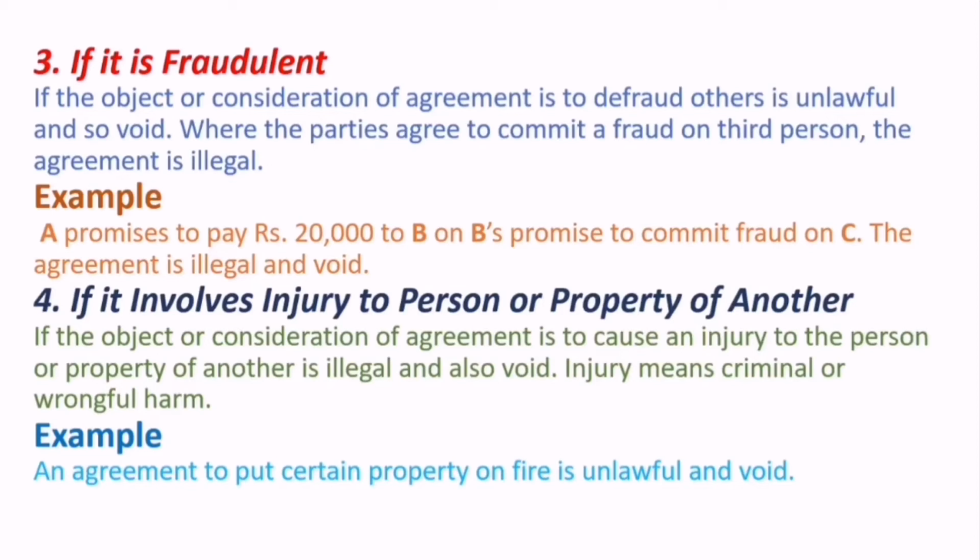Here is an example: A promises to pay rupees 20,000 to B on B's promise to commit fraud on C. The agreement is illegal and void between A and B.